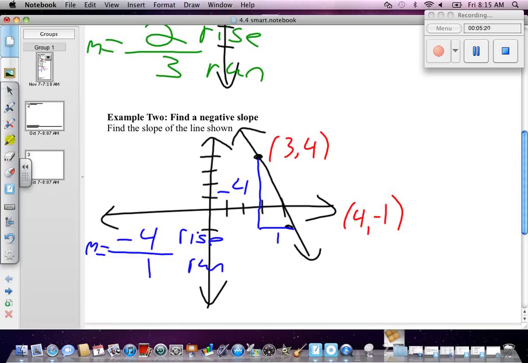That would be negative 5. Is it negative 5? Did I count wrong? I went down 4. Oh, yeah, it is. It's negative 5. Thank you.